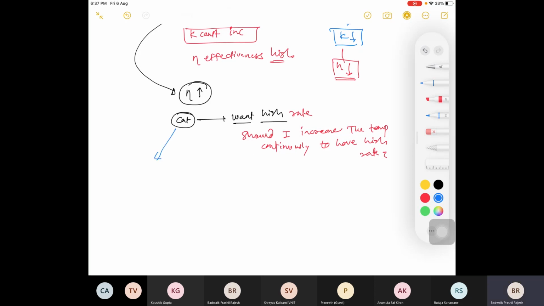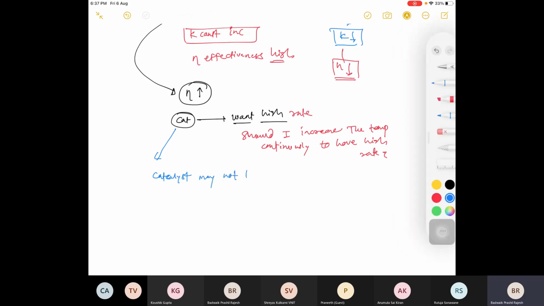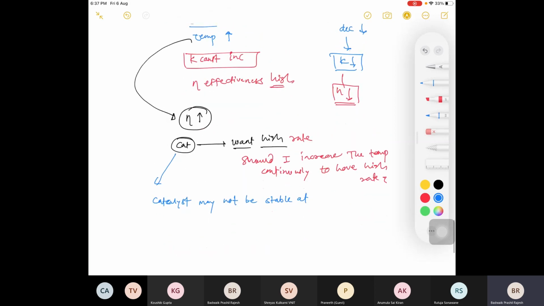So suppose I'm increasing the temperature, there might be a case where your catalyst cracking will occur, right? Catalyst cracking, or the catalyst may not withstand higher temperature. So you can say the catalyst may not be stable at high temperature. It is temperature sensitive, you can say. So in that case, you cannot increase your temperature beyond a limit. Not stable means you can say the catalyst is temperature sensitive.